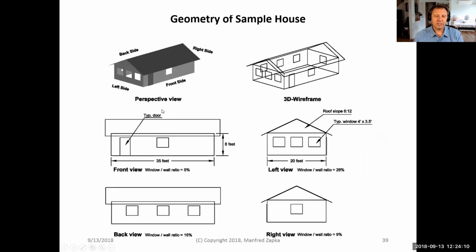And here you see the perspective view, wireframe. We have it 35 feet long and 20 feet wide. And we have different window to wall ratios. That means how big the windows are relative to the wall, and we can define this in BEopt. Here the back view, here the right view. So we'll be using this geometry in our sample simulation.